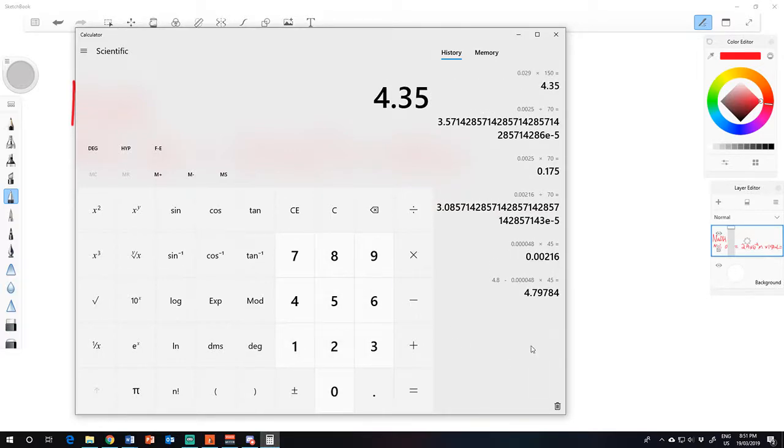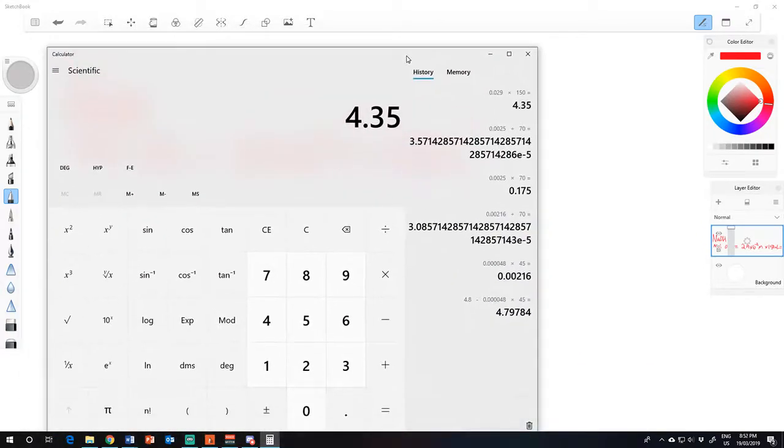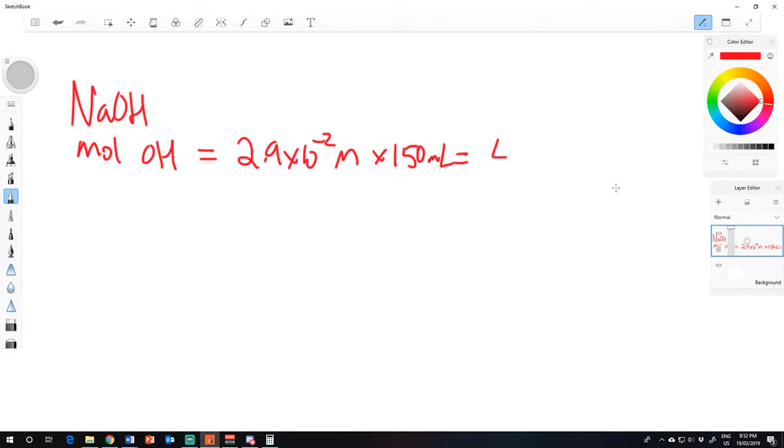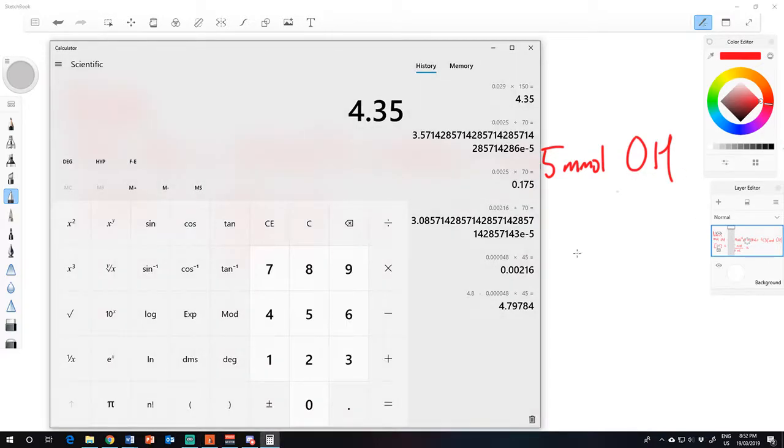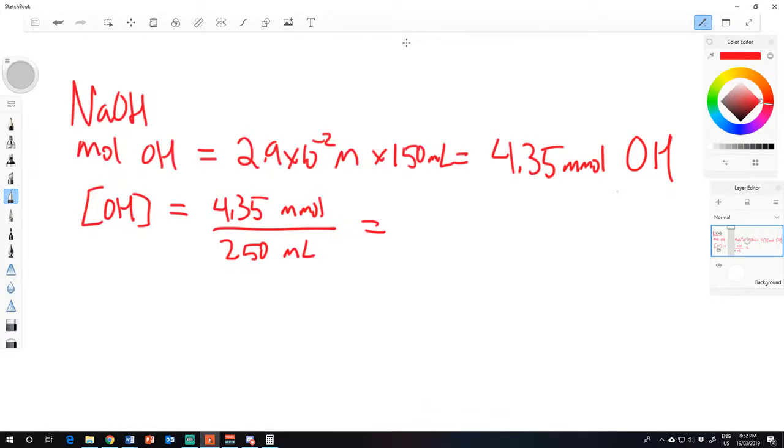Oh yeah, sorry, milliliters. 4.35 millimoles. And this is how much hydroxide I have. Now the concentration of hydroxide will be the 4.35 millimoles divided by the total volume, which is 250 milliliters. So divided by 250, 0.0174 molar. I think that's right.